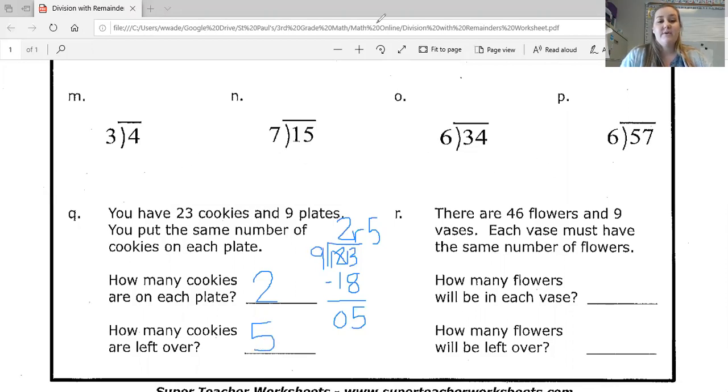So I want you to go ahead and finish the rest of that page. We finished about 5 of those problems, so it shouldn't take you too long. Take it step by step. Make sure what you're saying makes sense. 17 divided by 4. Okay, how many 4s can I fit into 17? And then there's gonna be some leftovers because it doesn't come out evenly.